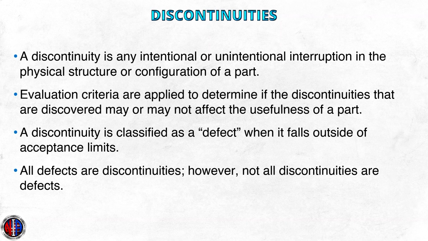Discontinuities. A discontinuity is an intentional or unintentional interruption in the physical structure or configuration of a part. As part of the NDT process, evaluation criteria are applied to determine if the discontinuities that are discovered may or may not affect the usefulness of the part. A discontinuity is classified as a defect when it falls outside of acceptance limits. As a reminder, all defects are discontinuities, however, not all discontinuities are considered defects.